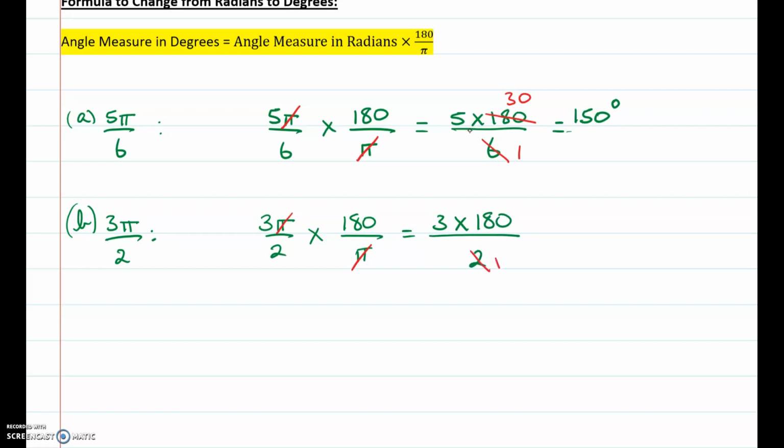2 into 2 goes once, 2 into 180 goes 90 times, and that leaves you with 3 times 90, which is 270 over 1, or just 270 degrees. So 3 pi over 2 radians is 270 degrees. Okay?